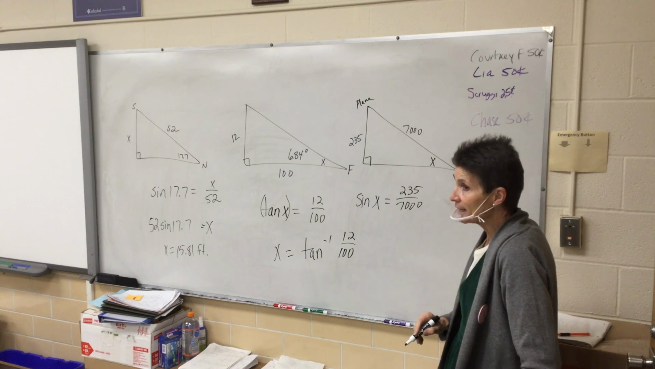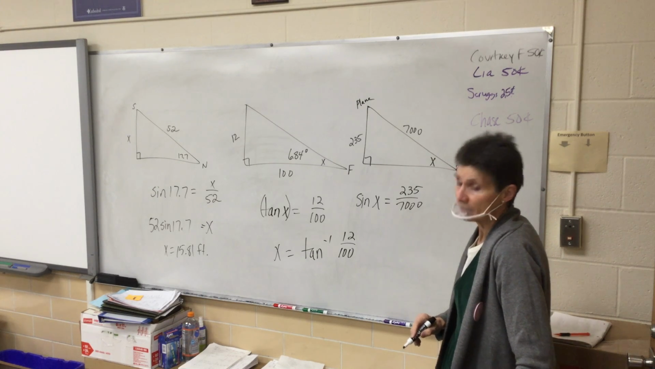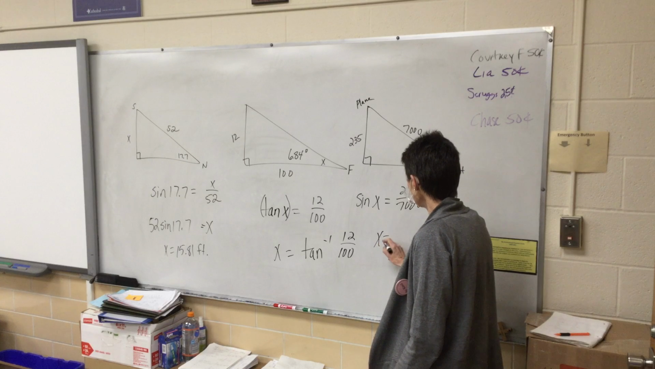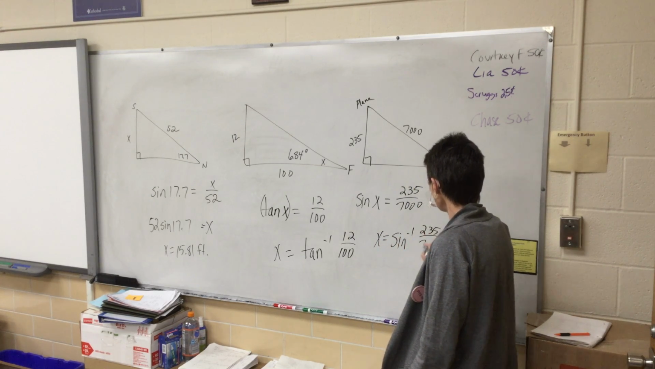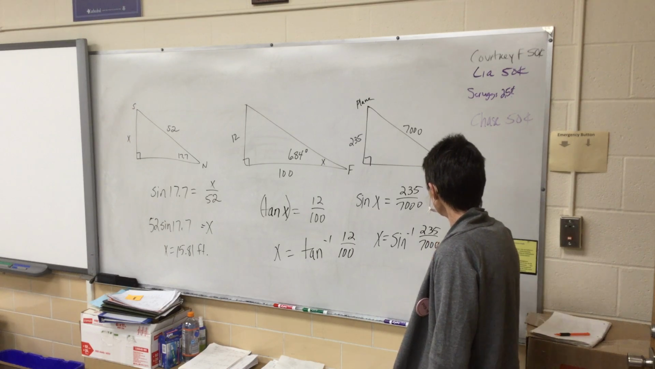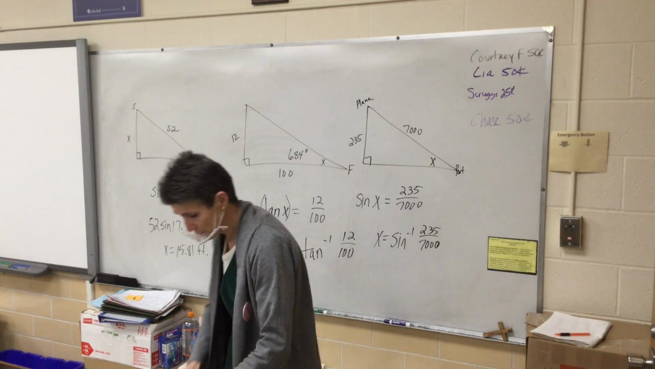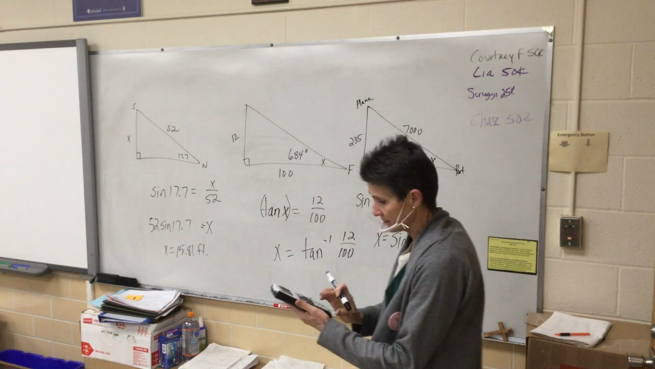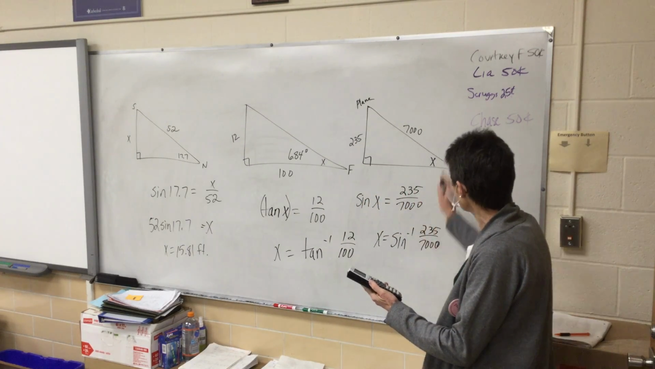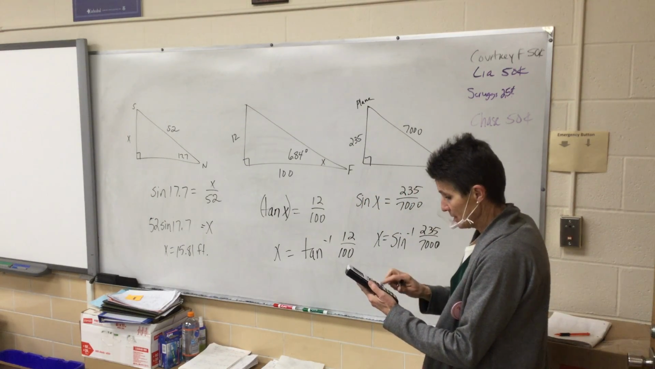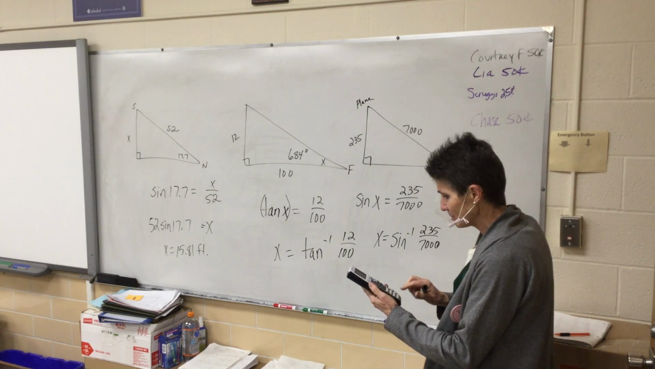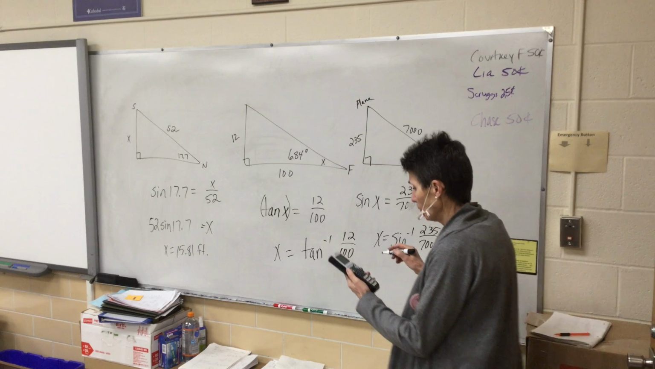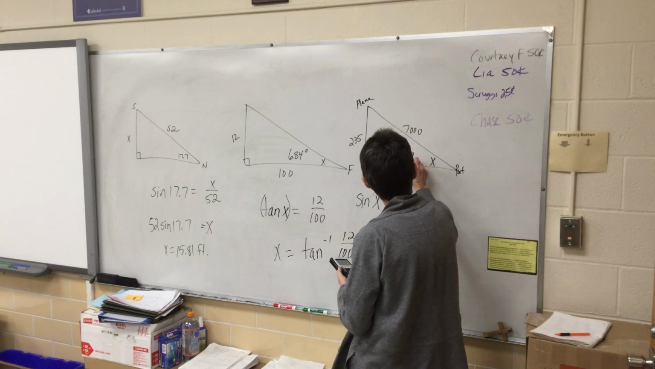How am I going to find x now? Inverse. Inverse second. That's right. X equals second sine 235 over 7,000. You always have to do your second sine or second tangent or second cosine when x is the angle. So second sine 235 divided by 7,000, 1.92 degrees.